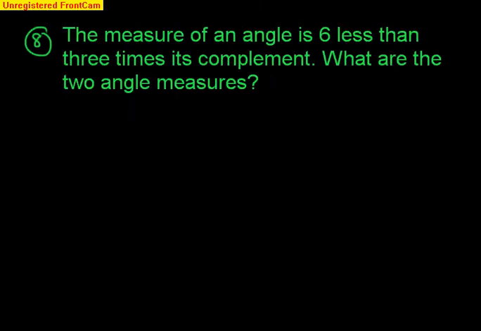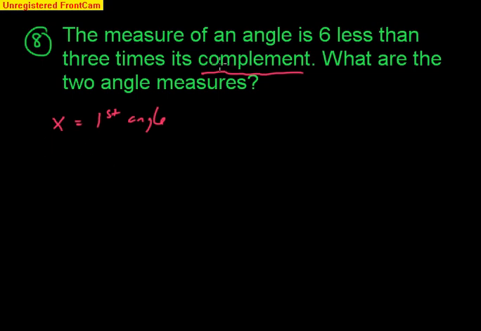Okay, this is the last one, and it's a very tough one. Remember, we talked about this in class when we went over your homework, an algebra problem involving two angles. So it says the measure of an angle is 6 less than 3 times its complement. Oh, what are the two angle measures? First thing, you have to know there's two angles involved. The first angle, we call it x.